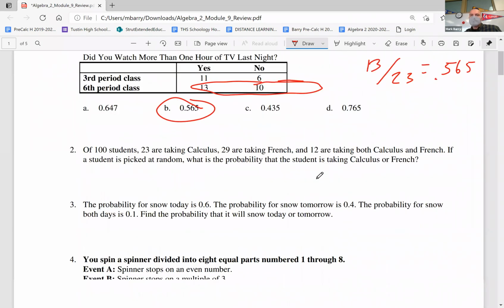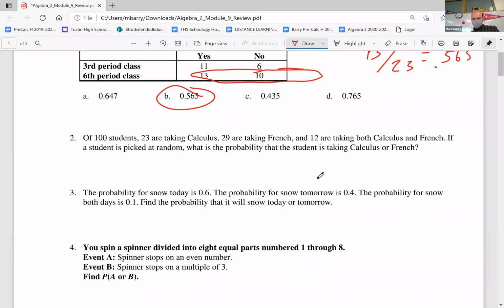All right, let's move on to number 2 then. It says of 100 students, 23 are taking calculus, 29 are taking French, and 12 are taking both calculus and French. If a student is picked at random, what's the probability that the student is taking calculus or French? On this one, I'm going to give you guys a minute and a half to figure this one out, and then we'll go over it.